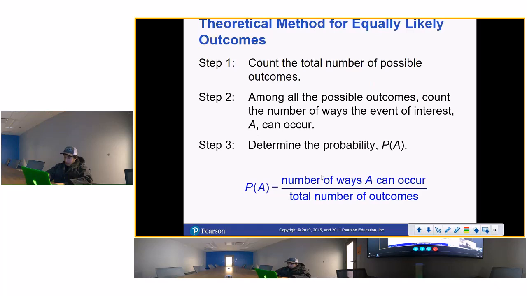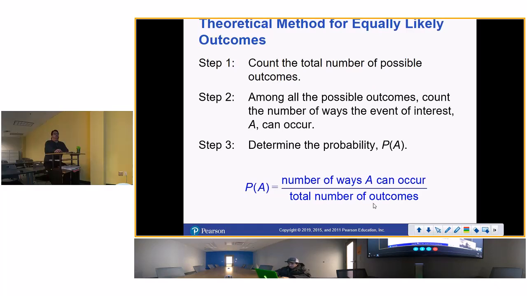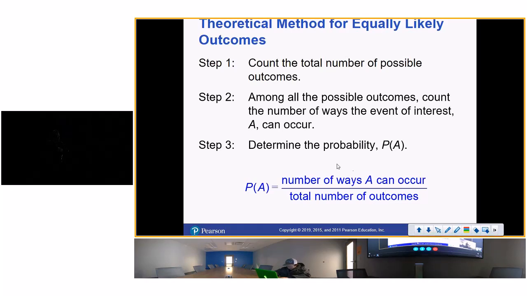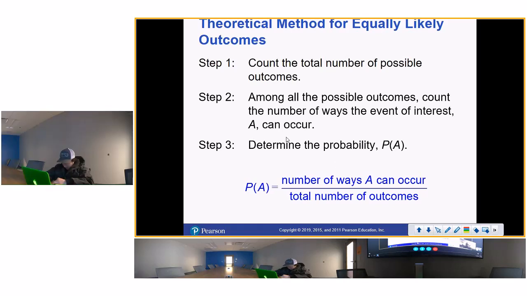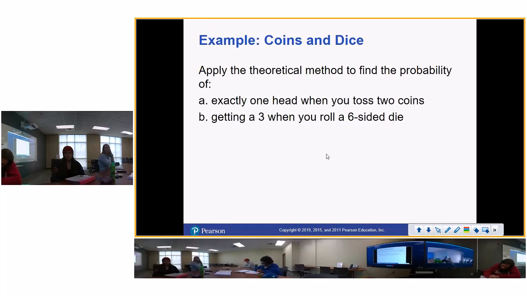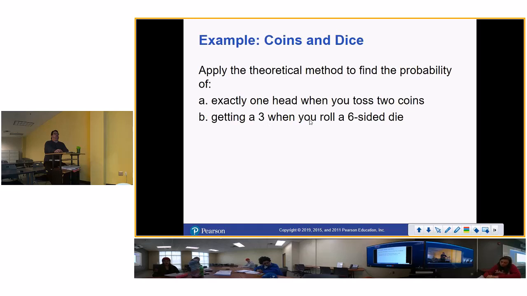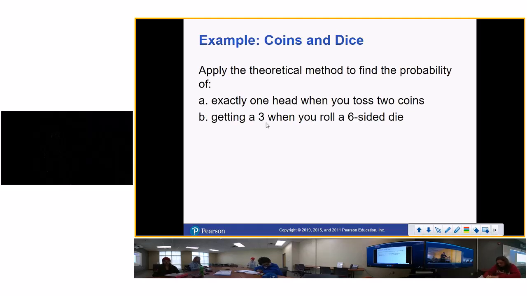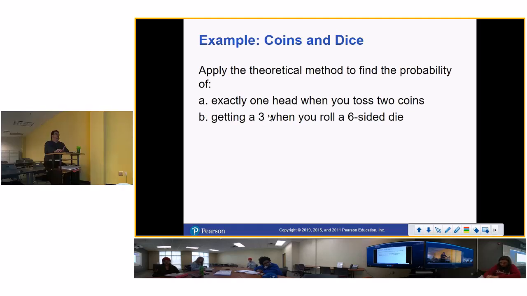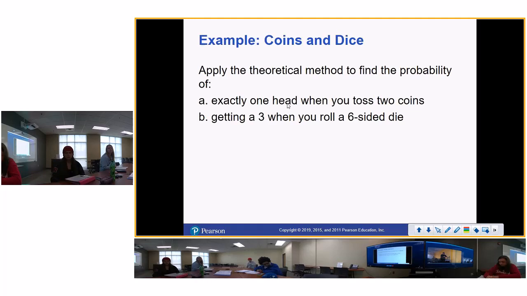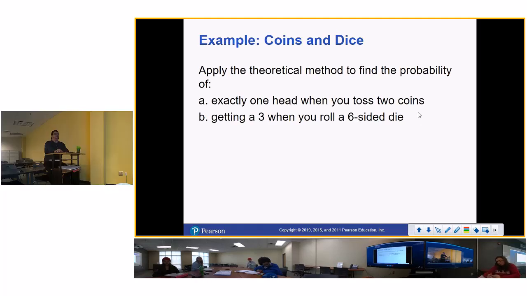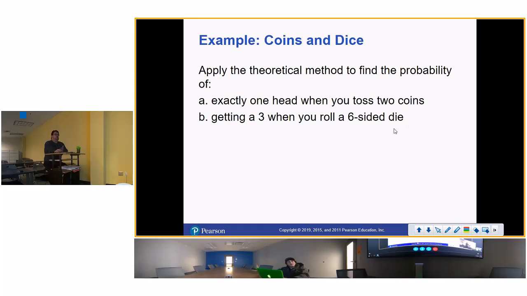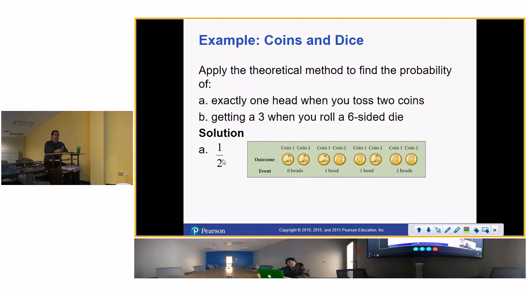The probability of something happening is the number of ways an event can occur over the number of outcomes. I told you: how many times an event happens over how many times it is tried. We already did. What is the probability of getting a 3 when you roll a 6-sided die? 1 out of 6. What's the probability of heads when you toss 2 coins? Well, that's 0.5. We already talked about that too. There it is, 0.5, but you've got to write them out. 1 head when you toss 2 coins.